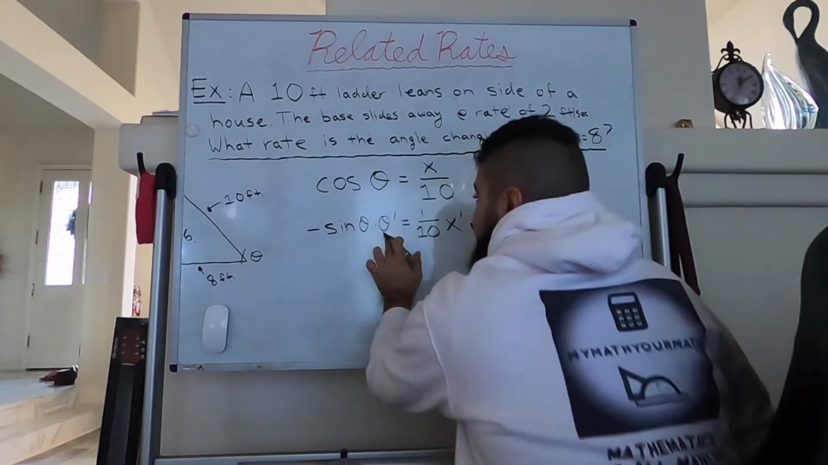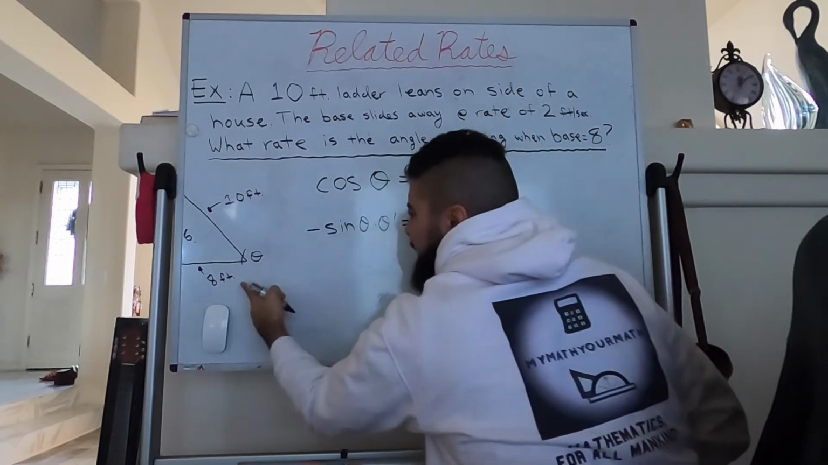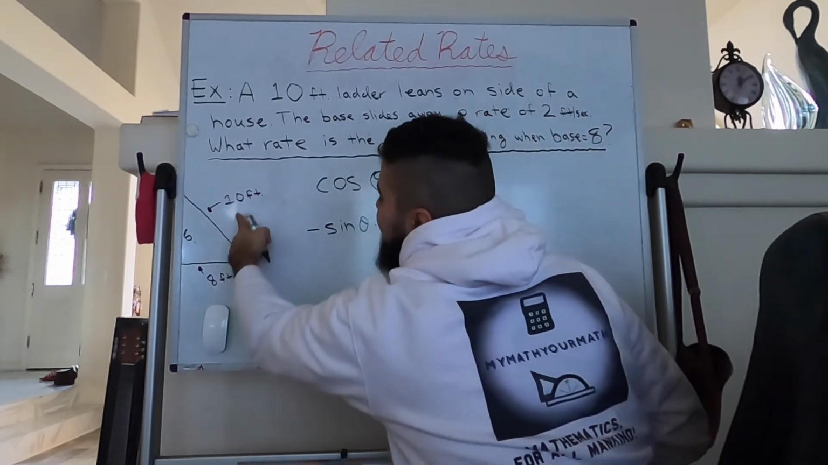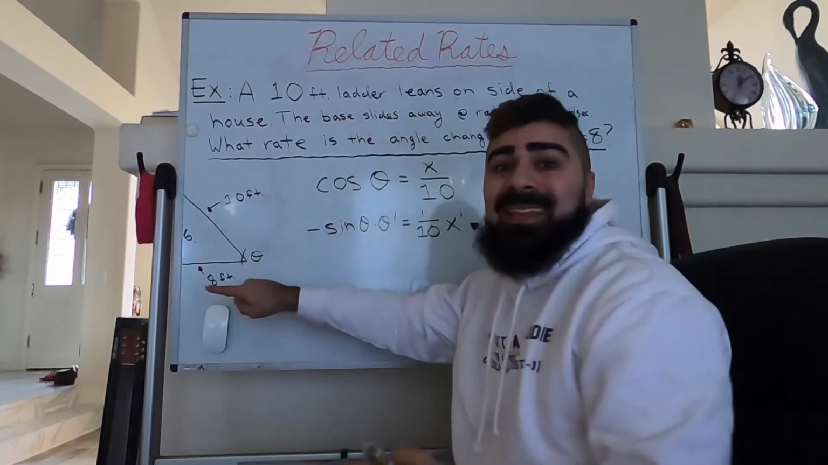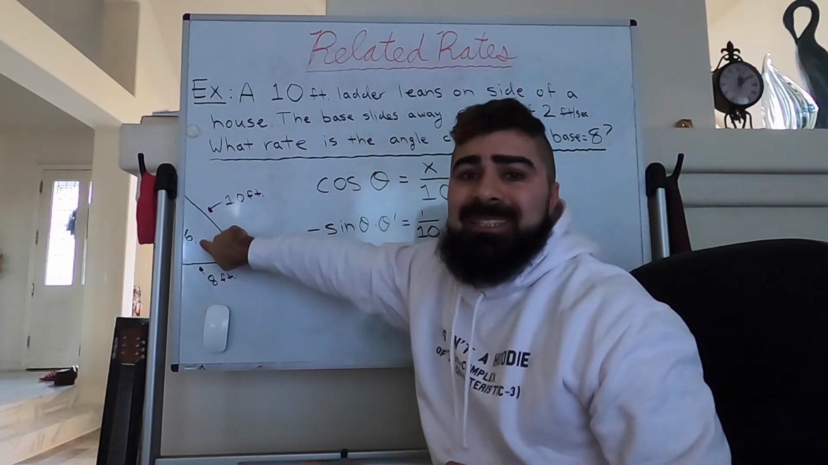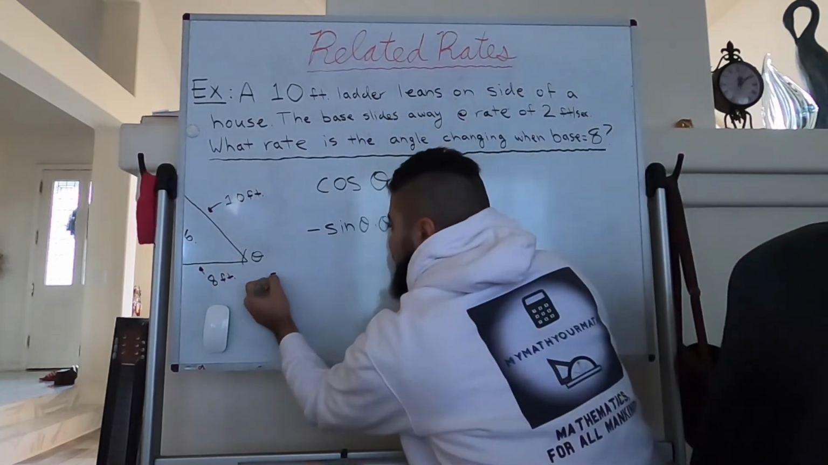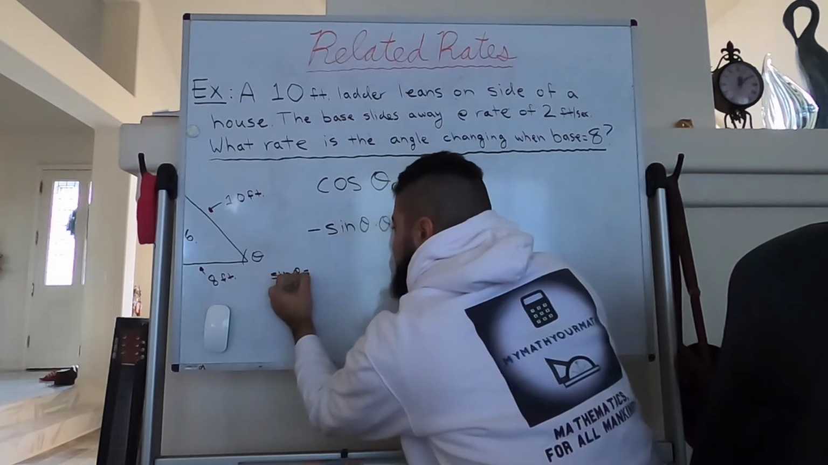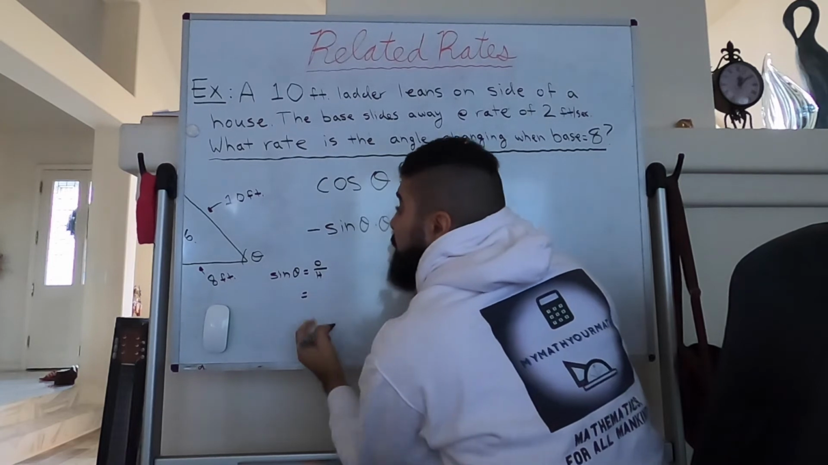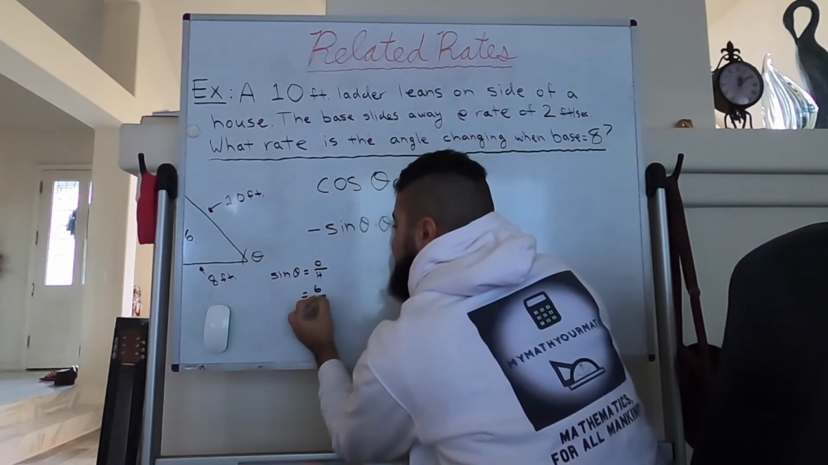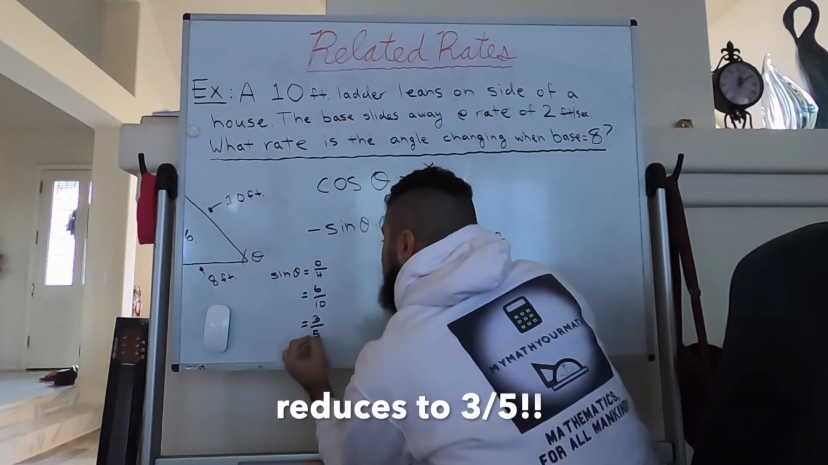Now, in order to find theta prime, all I have to do is find sine of theta. I can do that because I know I have a ladder that's 10 feet long and a base that's 8. That tells me that my missing side is going to be 6. So if I use SOHCAHTOA again, sine of theta is equal to the opposite over the hypotenuse, and that is equal to 6 over 10, which reduces to 3 over 5.